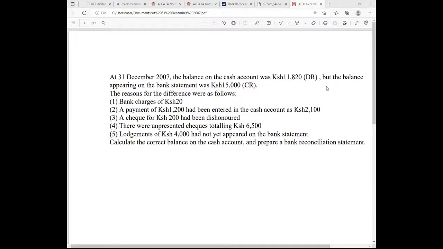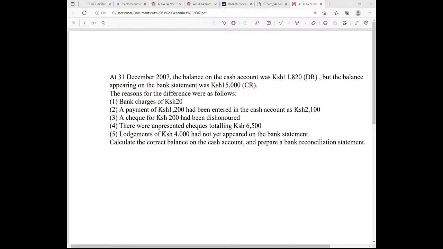Now, from there, we are told the balance appearing on the bank statement, which will come later, was 15,000. So you can see there's a discrepancy between the two. The reasons for the difference were as follows. The first thing that I'm now aware of is that there were some bank charges of Kenya shillings 20.